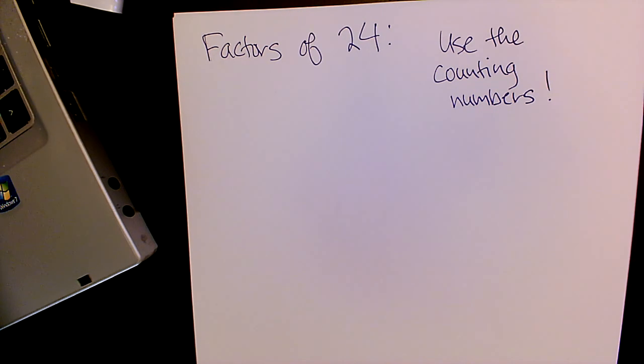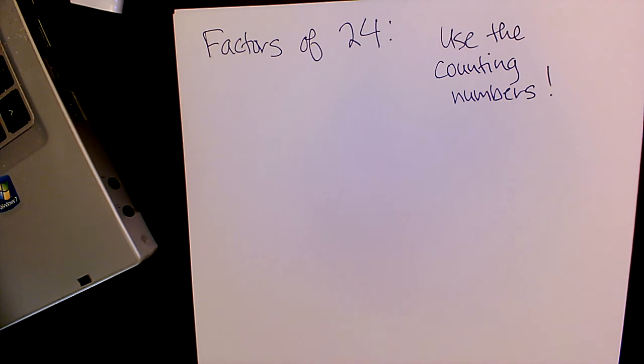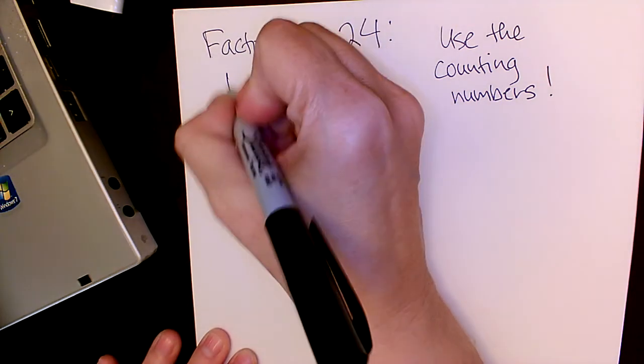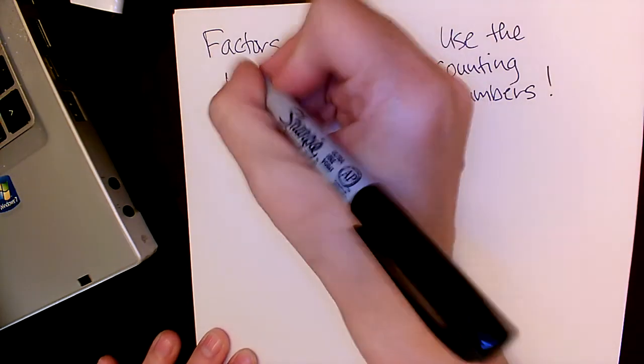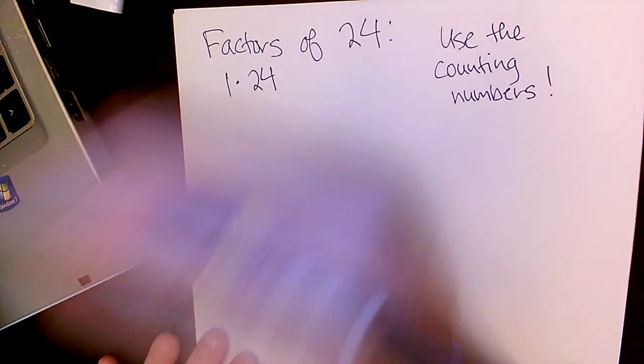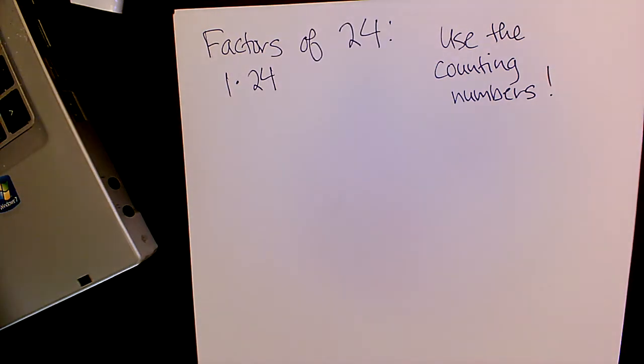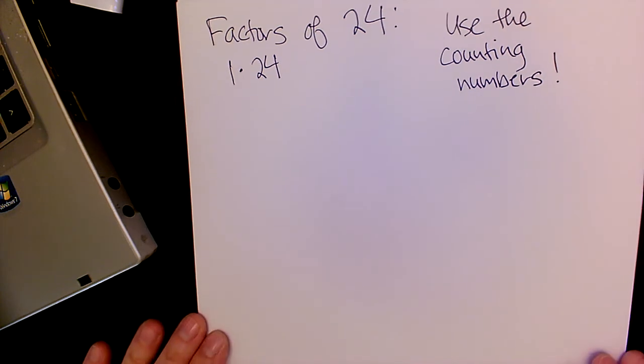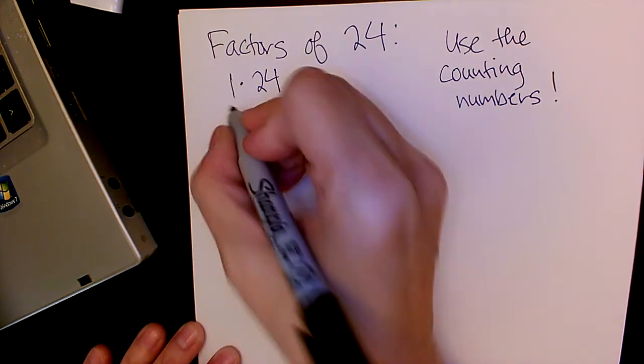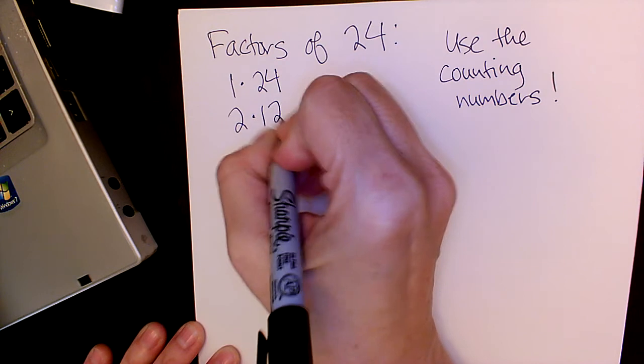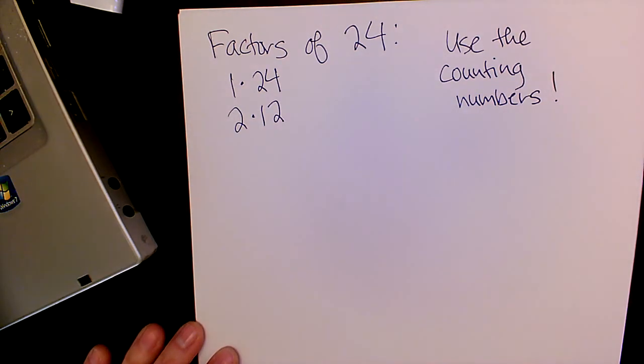So let's start writing out the pairs. Two numbers that when you multiply them together will get you to 24. So easiest one, 1 times 24. I'm going to keep going with 2. 2 does go in. 2 times 12 is 24.